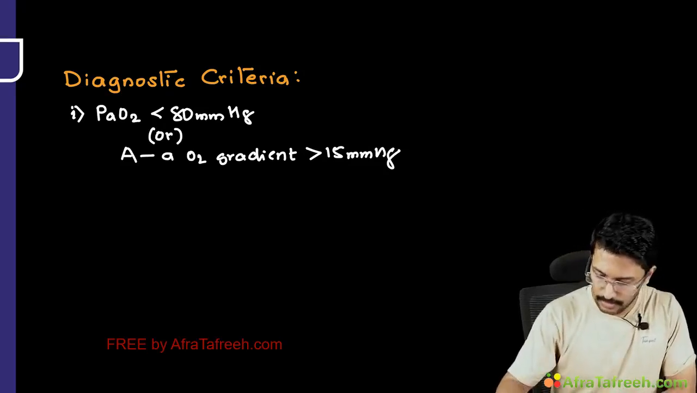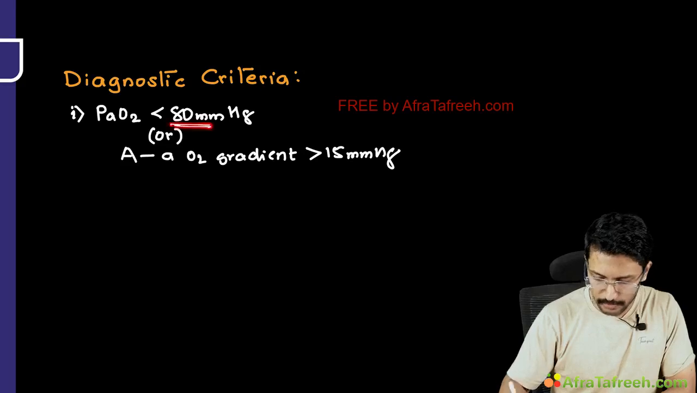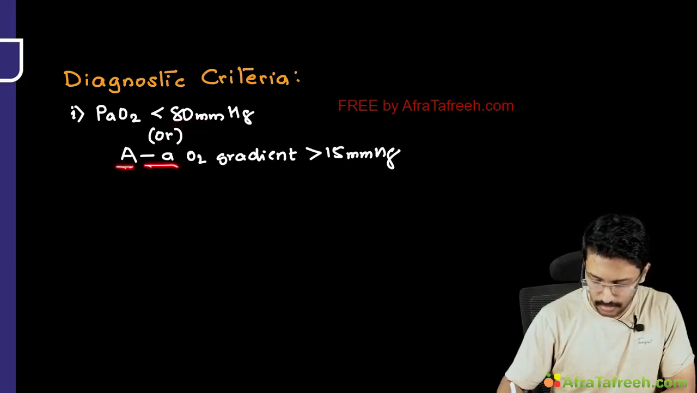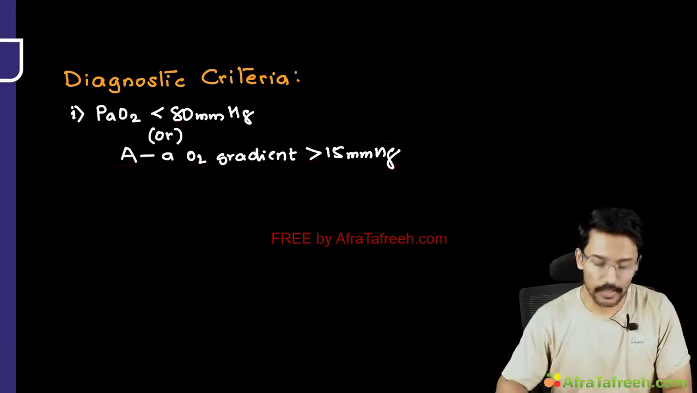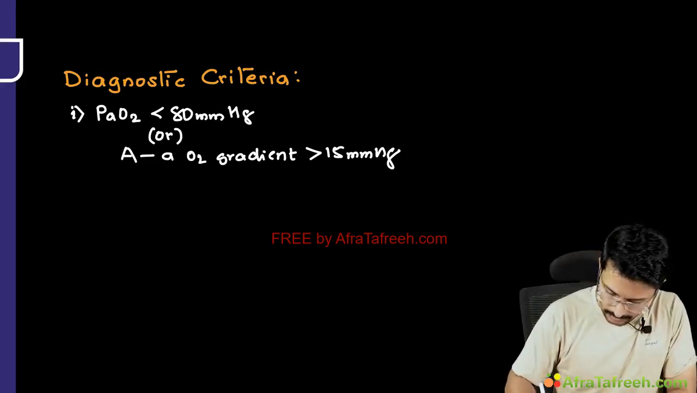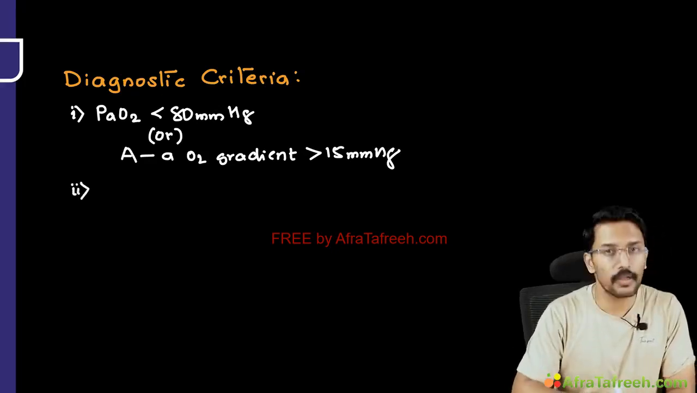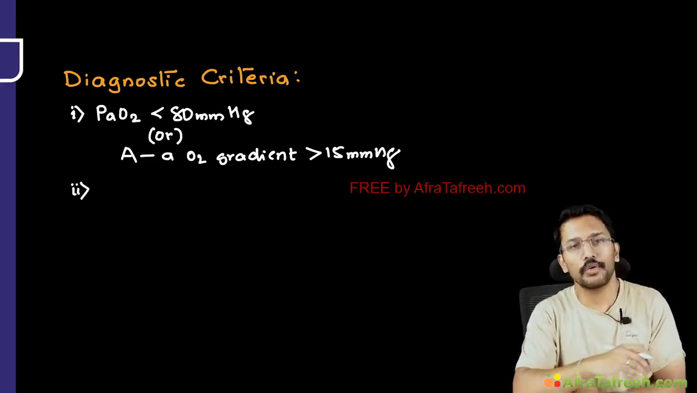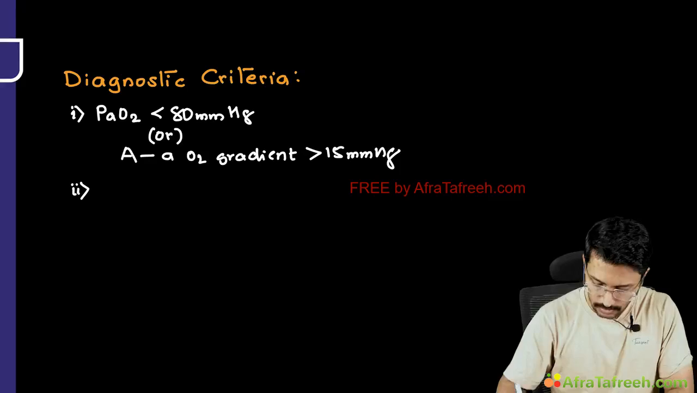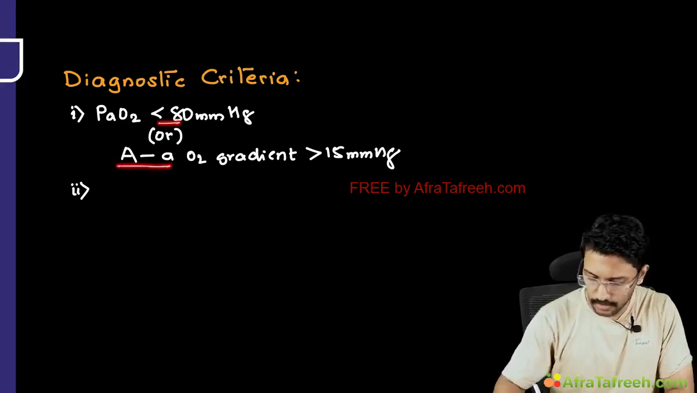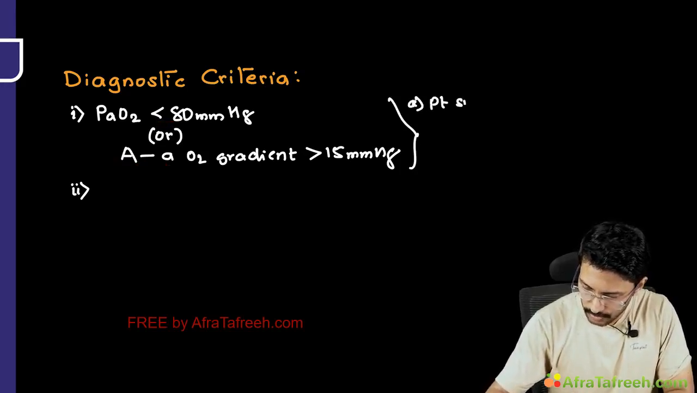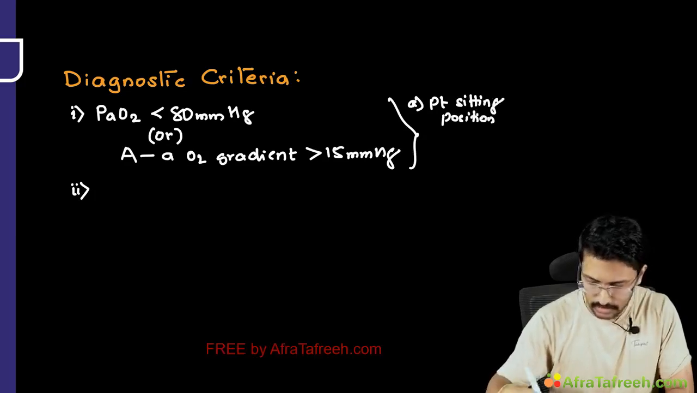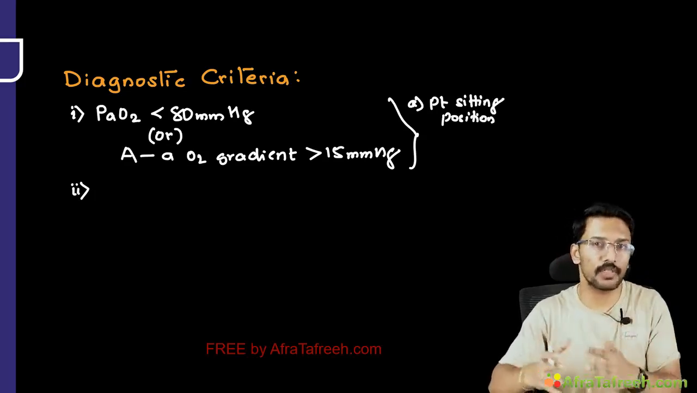Remember, even if the PaO2 is more than 80 millimeters of mercury, if the alveolar arterial oxygen gradient is more than 15 millimeters of mercury, that still satisfies criteria number one. Now, the second criteria, we need the evidence of pulmonary vasodilatation. I forgot to tell you one important thing. When I am talking about the PaO2 and alveolar arterial oxygen gradient, we have to remember that number one, the patient should be in sitting posture. You will understand more on this when we later discuss the clinical feature, why we want the patient to be in sitting posture.